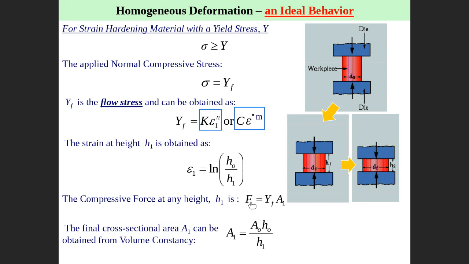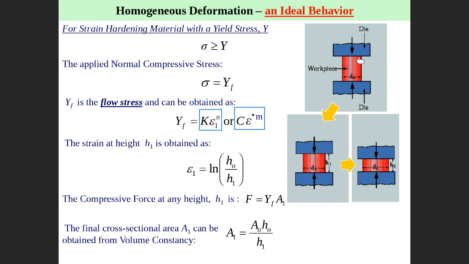Then force equals what? Force here equals Y flow multiplied by the area, pressure or stress multiplied by the area. What area and what Y flow? Y flow at that point. So if you talk about force at this level, then Y flow corresponds to this strain at H1, and the area is the area here.